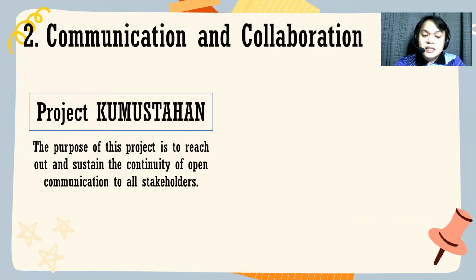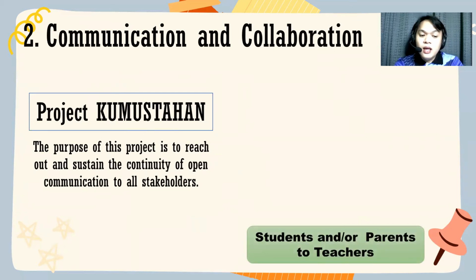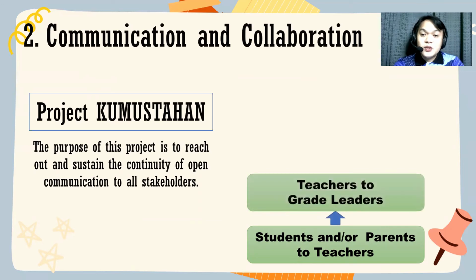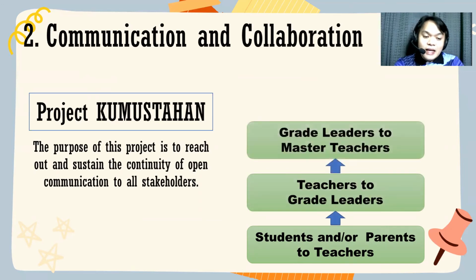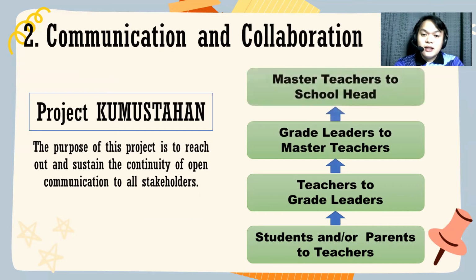The Kumustahan will basically start from students and or parents to teachers, teachers to grade leaders to master teachers, and master teachers to school head. Every Friday, that is the cycle of data gathering of the Project Kumustahan. Furthermore, the project aims to address educational issues and hopefully answer the concerns of the stakeholders and provide technical assistance with the help of the school head and master teachers.